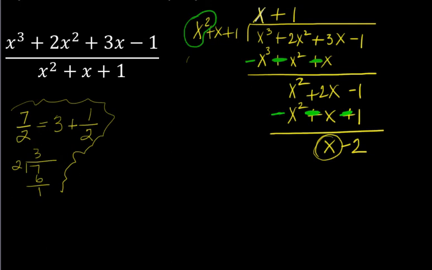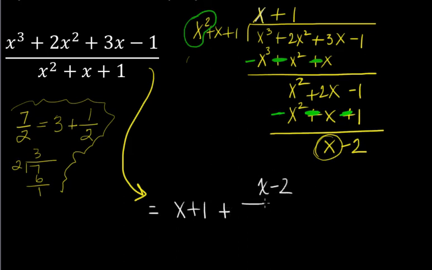So how do we write this? Well, remember over here at the 7/2 we got 3 with a remainder of 1, so it was 3 plus the remainder over the divisor. It's the same thing here. I'll write that rational function is equal to our quotient x plus 1 plus the remainder x minus 2 over the divisor x squared plus x plus 1.